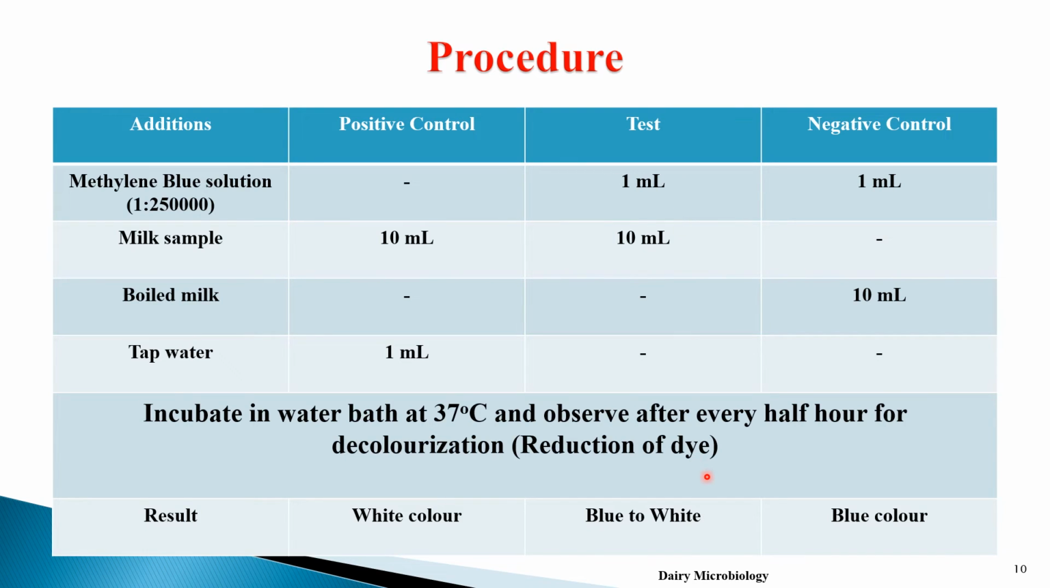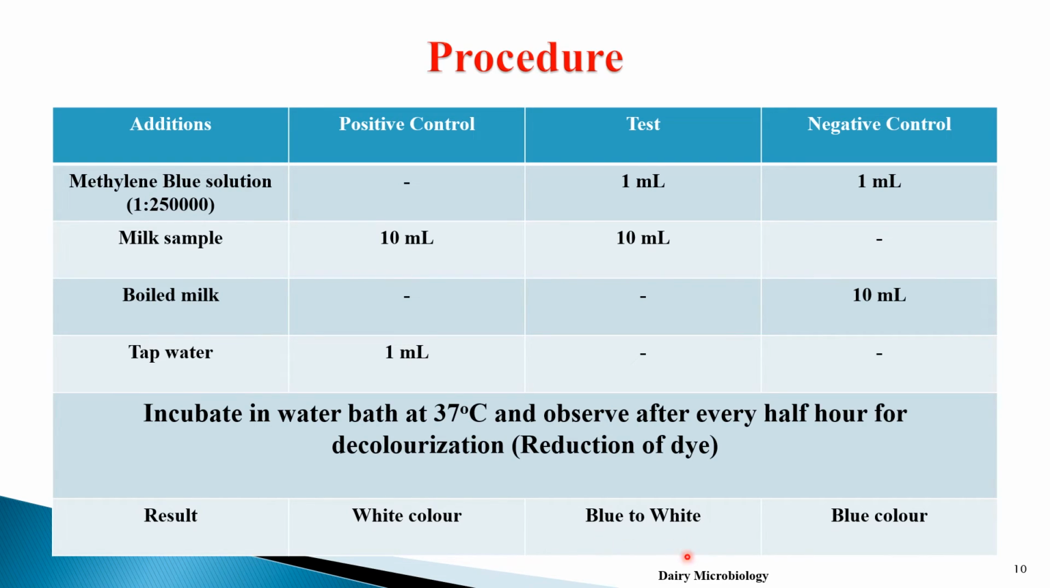But during the incubation at 37 degrees Celsius, the microorganisms present in the milk sample will consume the oxygen present in the milk and create a reduced condition, which results in the reduction of methylene blue. This converts the oxidized form of methylene blue into the reduced form, which is the leuco form, a colorless form. So the blue color of the methylene blue will get converted to white color.